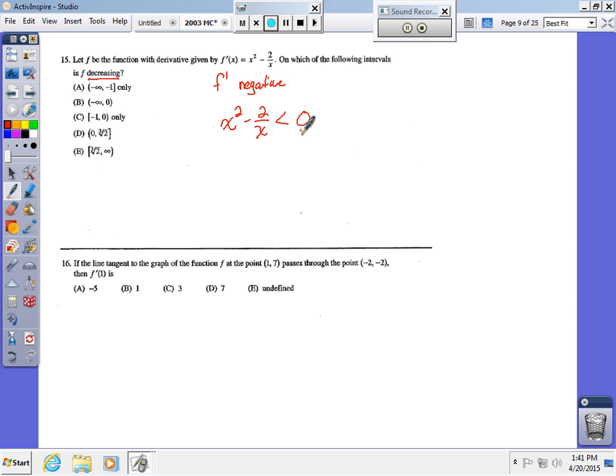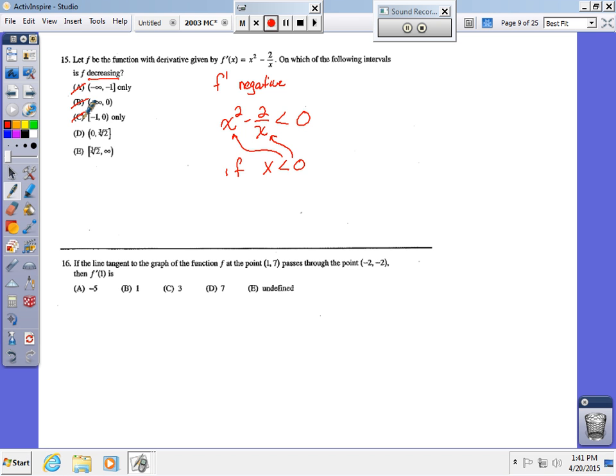So if x was less than 0, which means if x was negative, if I plugged a negative number into there, that would stay as positive, and that would also stay as positive because it would be a negative divided by a negative. So I know it cannot be decreasing for any x value less than 0. So a would be gone, b would be gone, and c would be gone.